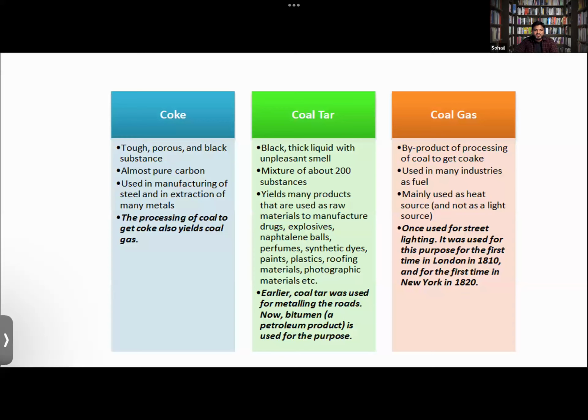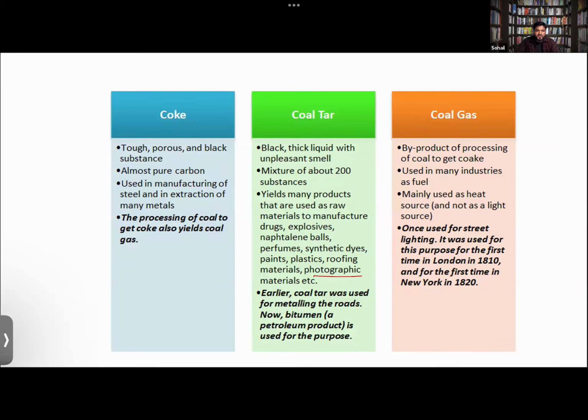Okay, constituents: इसमें almost 200 substances पाए जाते हैं in this coal tar, and it will be used for a variety of purposes. For example, manufacturing drugs, explosives, naphthalene balls, perfume, synthetic dyes, etc. And photographic materials also. Remember that is important. Photographic materials.